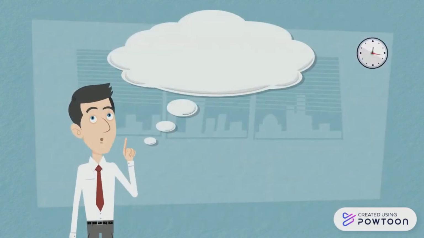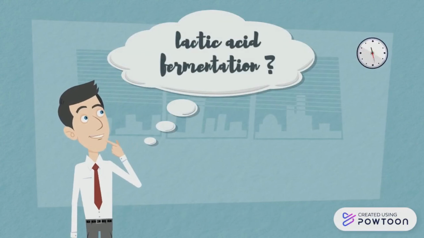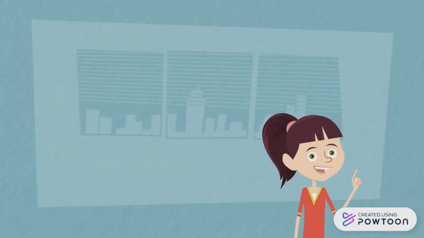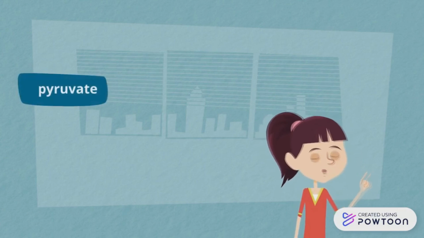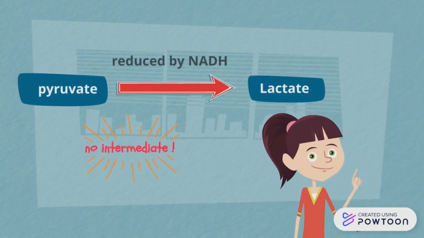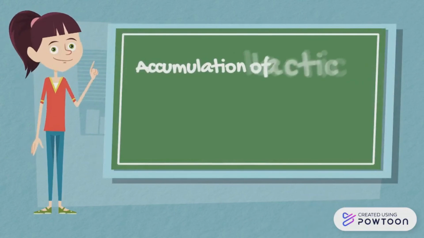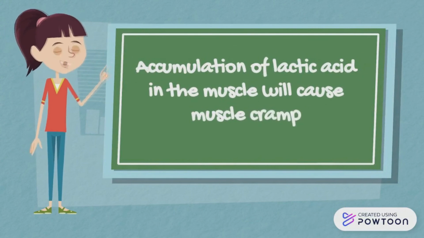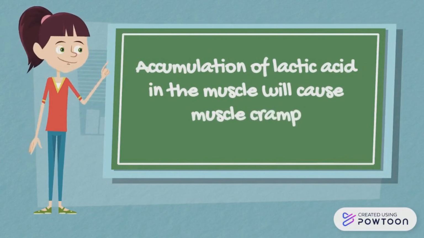Okay, next kita cakap pasal lactic acid fermentation. Lactic acid fermentation ni dia quite simple compared to alcohol fermentation sebab the pyruvate will be directly reduced by NADH to produce lactate, which means there is no intermediate in this process. So the end product for lactic acid fermentation will be 2 ATP and 2 lactate. Okay, lastly, the accumulation of lactic acid in the muscle will cause muscle cramp to happen.